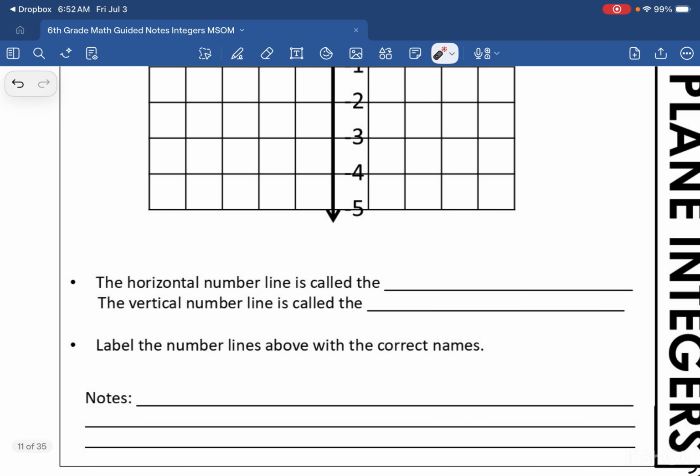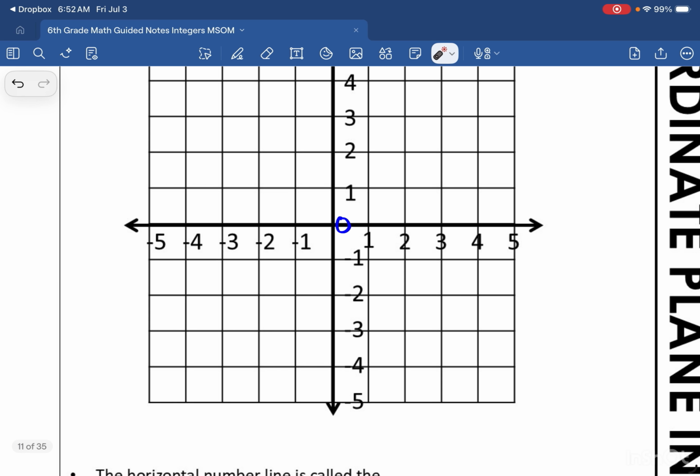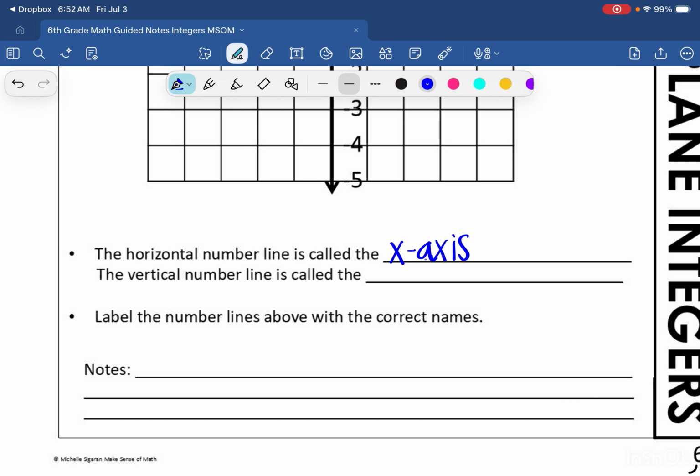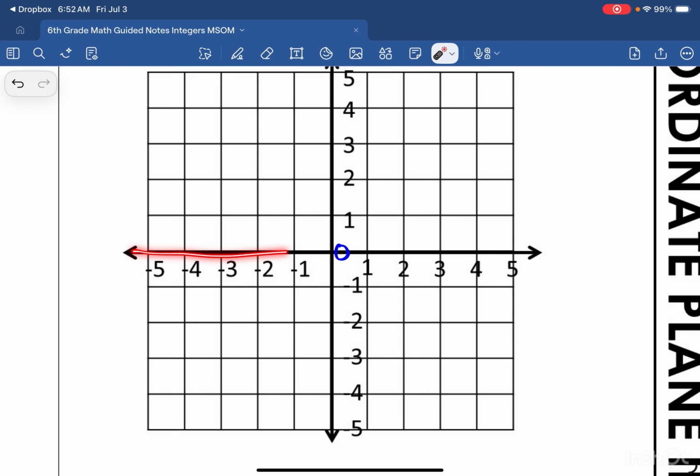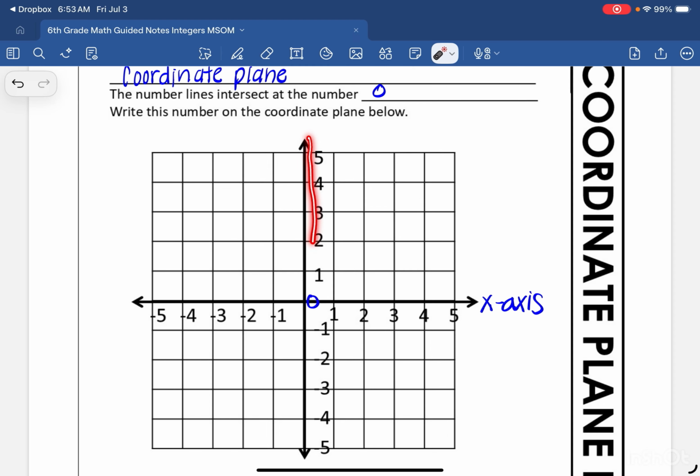The horizontal number line is called the x-axis. So this right here, the horizontal number line, we will also call it the x-axis. The vertical number line is called the y-axis. Label the number lines above with the correct names. Right here, this horizontal number line is called the x-axis, and the vertical number line is called the y-axis.